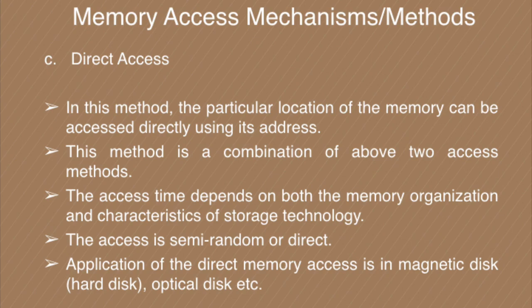Next popular accessing mechanism is direct accessing. In this method, a particular location of the memory can be accessed directly using its address. This method is a combination of the above two access methods, that is, sequential and random access methods. The access time depends on both the memory organization and the characteristics of the storage technology. This is also known as the semi-random mechanism, or we can call it the direct access mechanism. An application of direct access memory is the magnetic disk; the hard disk follows this type of access mechanism.